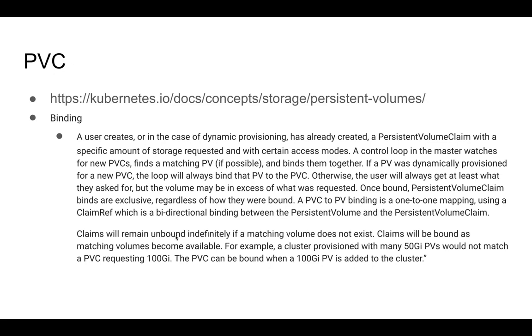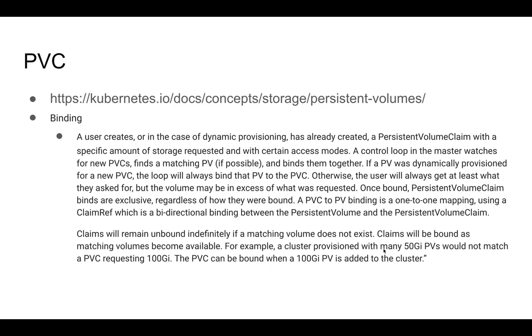Claims will remain unbound indefinitely if a matching volume does not exist. So if I don't get whatever I asked for, they will remain unbound. Claims will be bound as soon as a matching volume becomes available. If I ask for 2 GB and 2 GB is not available, this control loop will keep running until someone deletes their persistence claim and it becomes free, or the administrator creates new persistence volumes. Then I will get those 2 GB which I asked for.